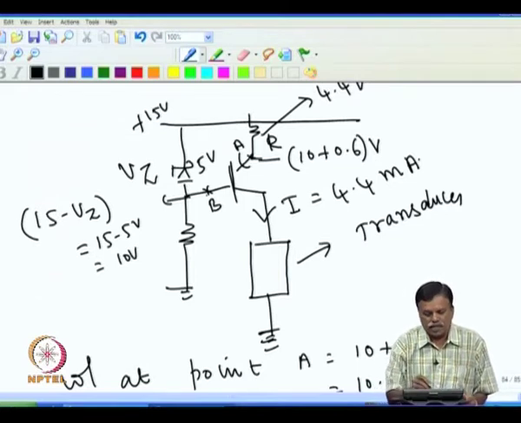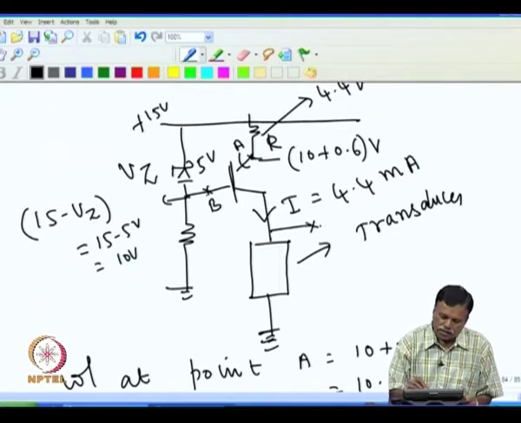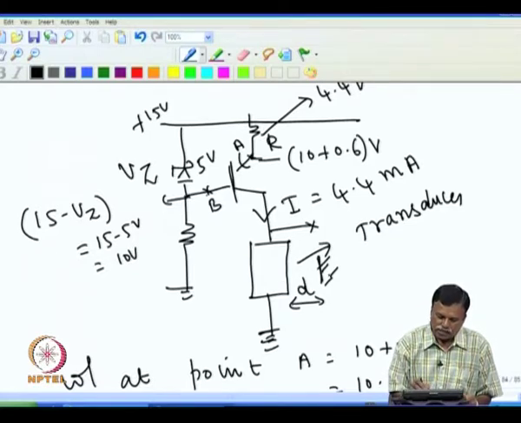So, the current flowing through the transducer is 4.4 milliampere, and correspondingly you will have a voltage developed at this point. This voltage depends upon this current, and assuming that the transducer has a resistance depending upon the sensor you have and the displacement D, because of this variation in D, the resistance effectively changes. Since the current is constant, the voltage at this point will be constant.